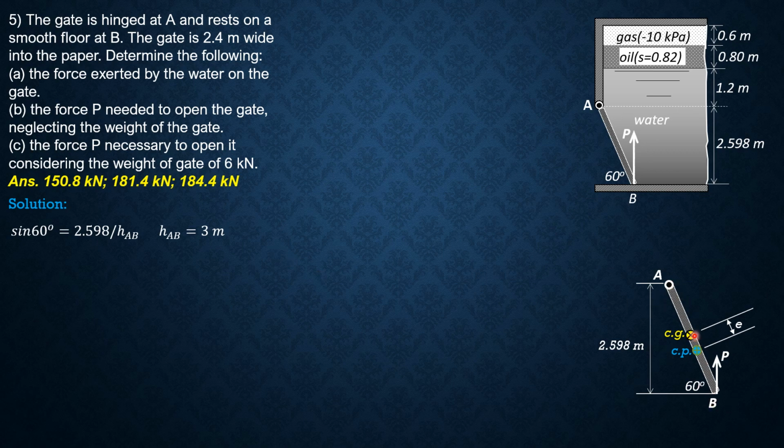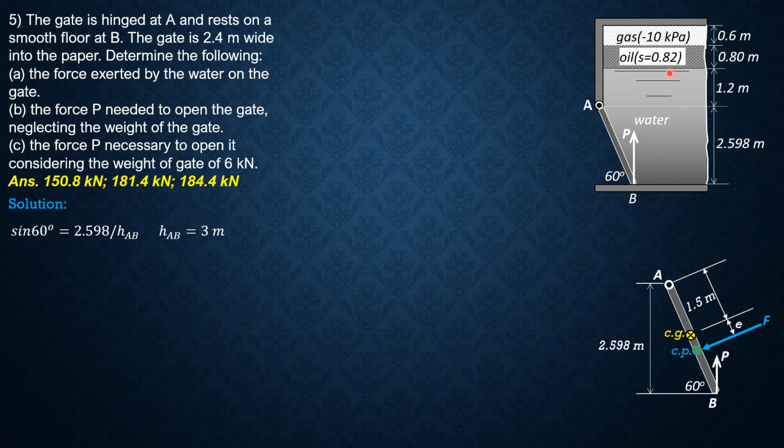So the centroid of the gate is acting 1.5 meters along the plane from point A. And 1.5 is half of 3, of course. So that's 1.5 meters. So this is the force F, and that distance is e along the plane of the gate. So first, let's solve for the force exerted by the water on the gate.